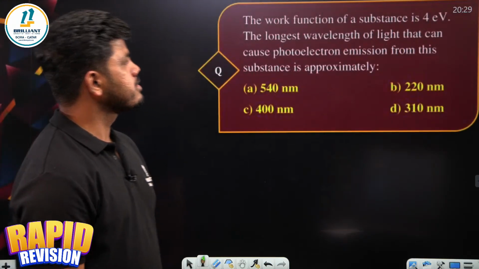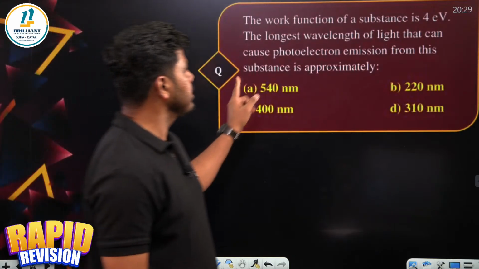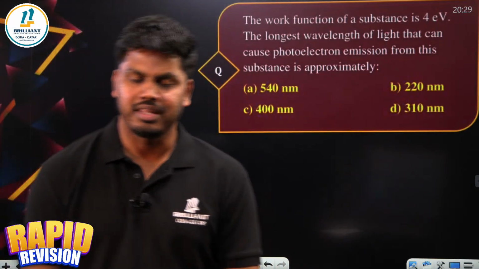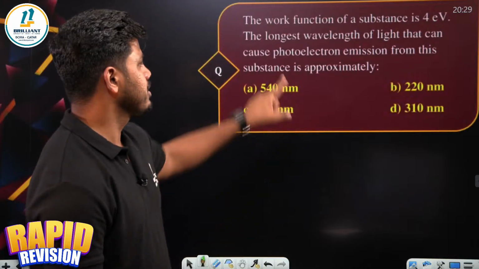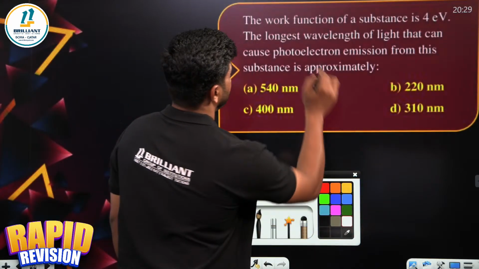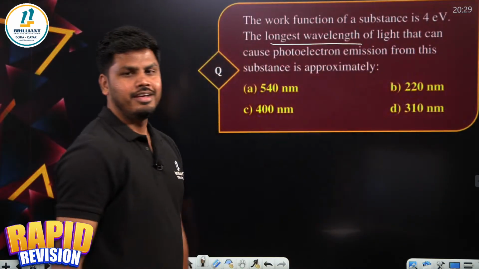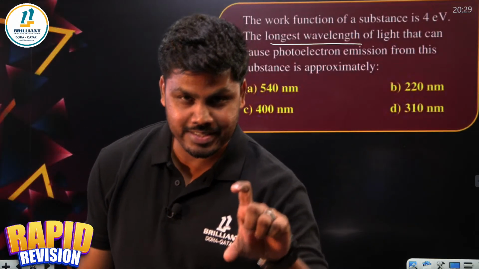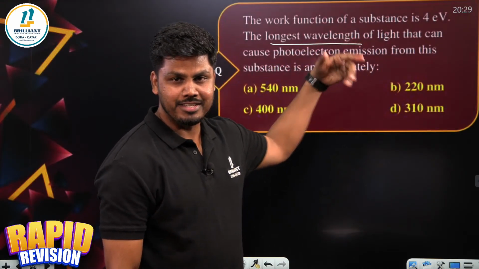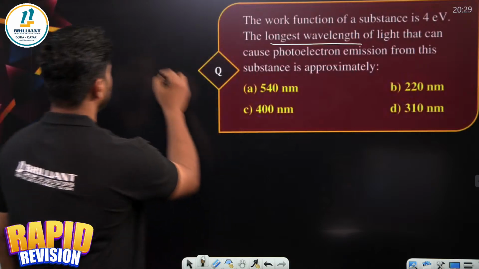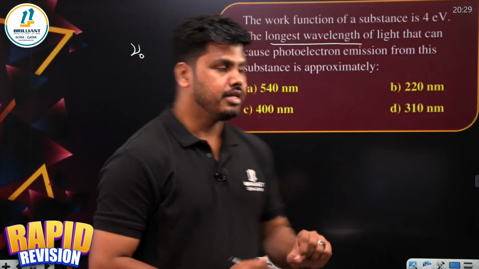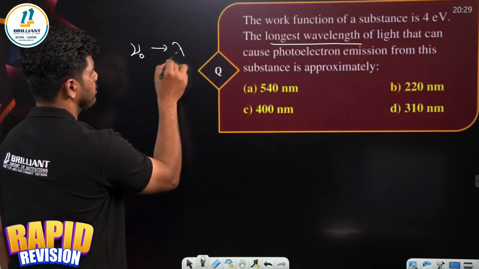Okay, fine. Moving on to the next. Work function of a substance is 4 electron volt. The longest wavelength of light that can cause photoelectron emission from this substance is approximately? See, they are simply trying to confuse you by introducing these kinds of things. So don't be distracted, don't be confused. This time you are asked to find the longest wavelength. Longest wavelength is the smallest frequency. They are actually talking about threshold frequency. But you are not asked to calculate threshold frequency. You have to calculate threshold wavelength, lambda naught.